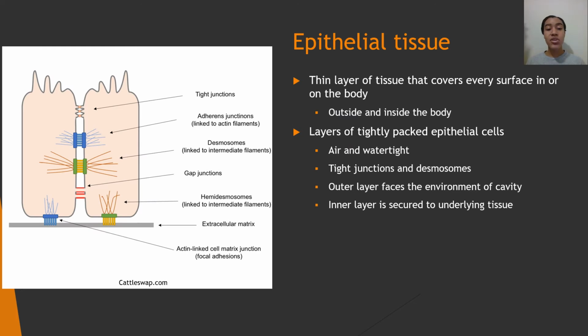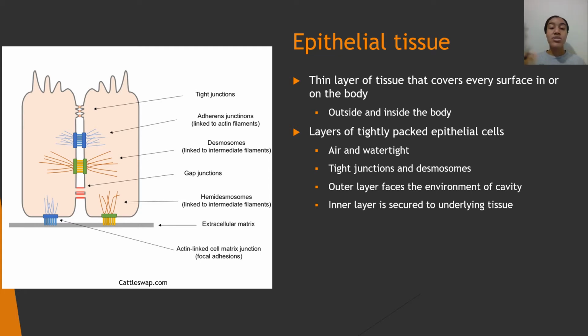Next, we have epithelial tissue. And epithelial tissue is a thin layer of tissue that covers every surface inside and outside of your body. And you can see this as the most apparent example as skin, right? We can see skin covers our body. But then there's also epithelial tissue that makes up the protective layer of your blood vessels and of your gut and your intestines. All of your organs have epithelial tissue that surrounds them and protects them.